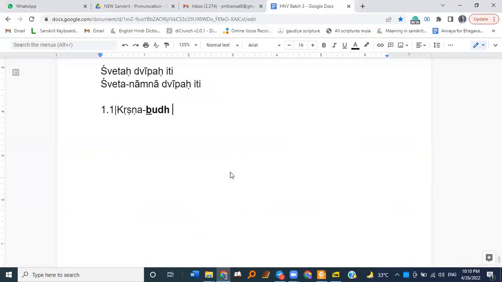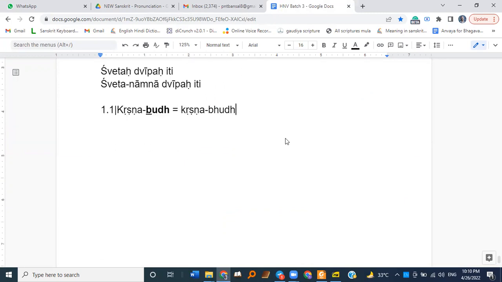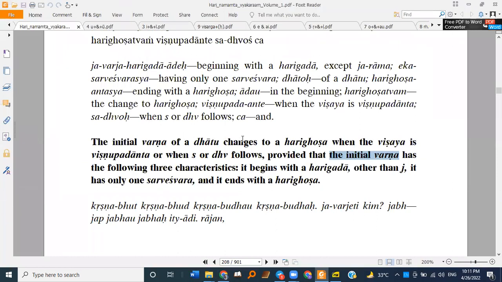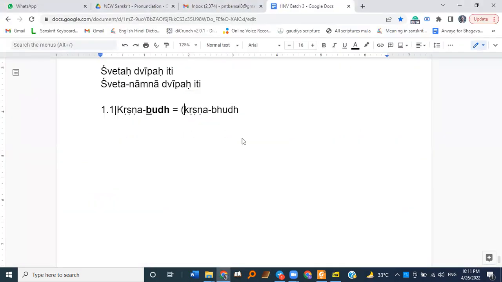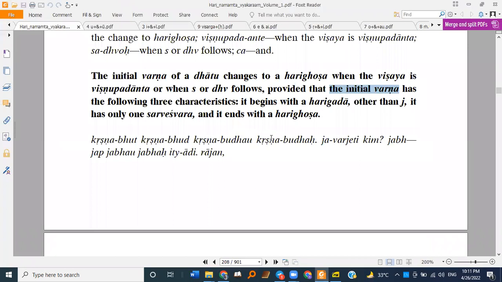So what we will do is, Krishna. Now Ba becomes Bha. Hari Ghosha. Like this. Okay, Krishna Budh. It's not done yet. We just did one step now. So this is Sutra 189. Krishna Budh. Then yes, Prabhu.